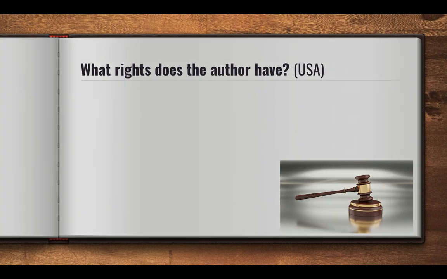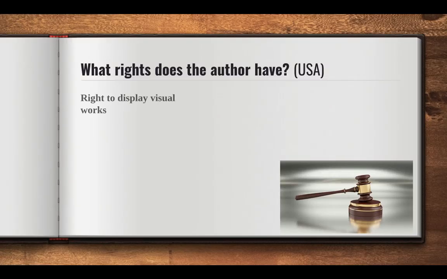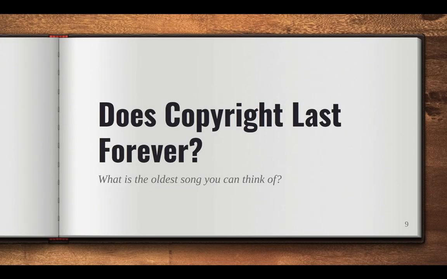These five rights: the right to reproduce, the right to create derivative works, the right to distribute, the right to display visual works, and the right to publicly perform. These are the five big rights that copyright allows you, for free, that you have instantly as soon as something is created and in that tangible fixed medium that you can actually see and touch. When it's further than an idea, that's when you have the protections of copyright.